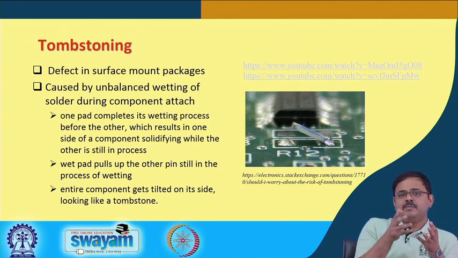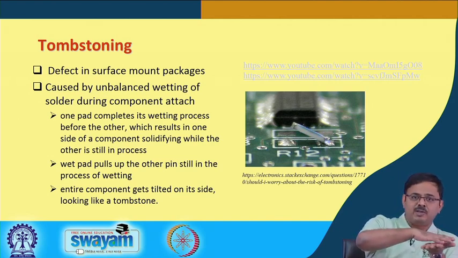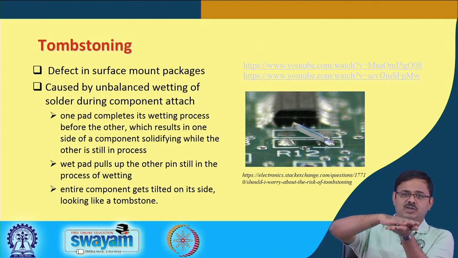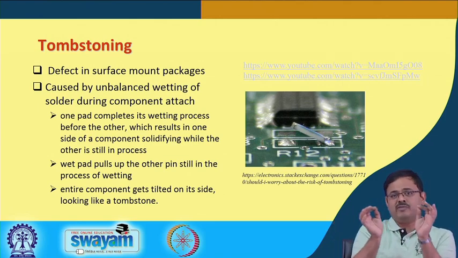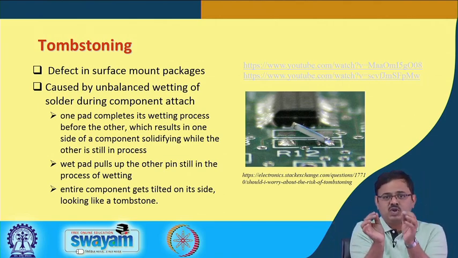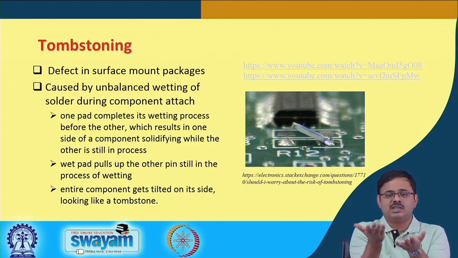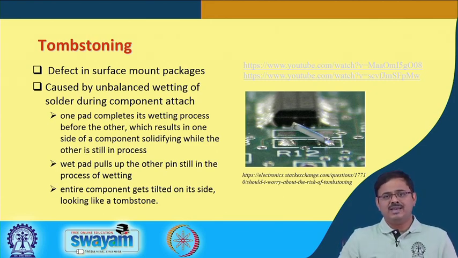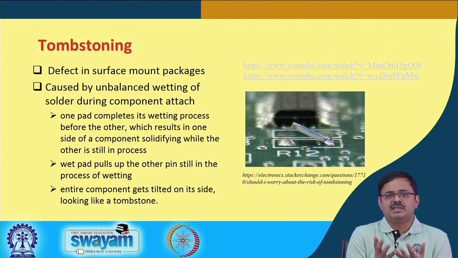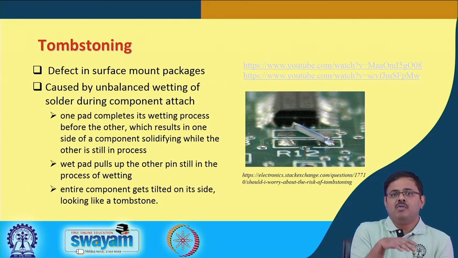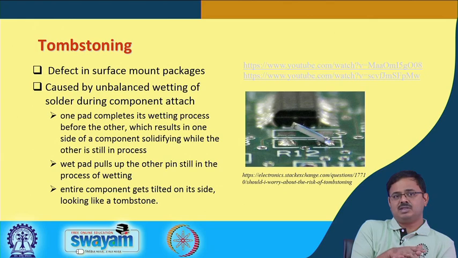Now, what happens when the component is sitting on molten solder, how it behaves, how the wetting happens, how much the solder expands along the surface of the component, that all is driven by surface tension. So, let us say because of certain defects, one pad completes its wetting process before the other. Therefore, one side solidifies earlier while the other is still in process.